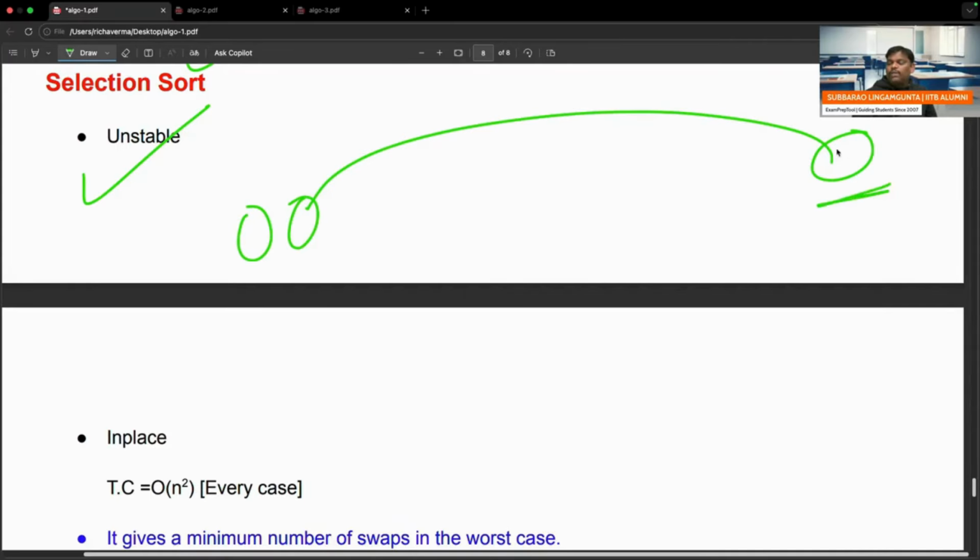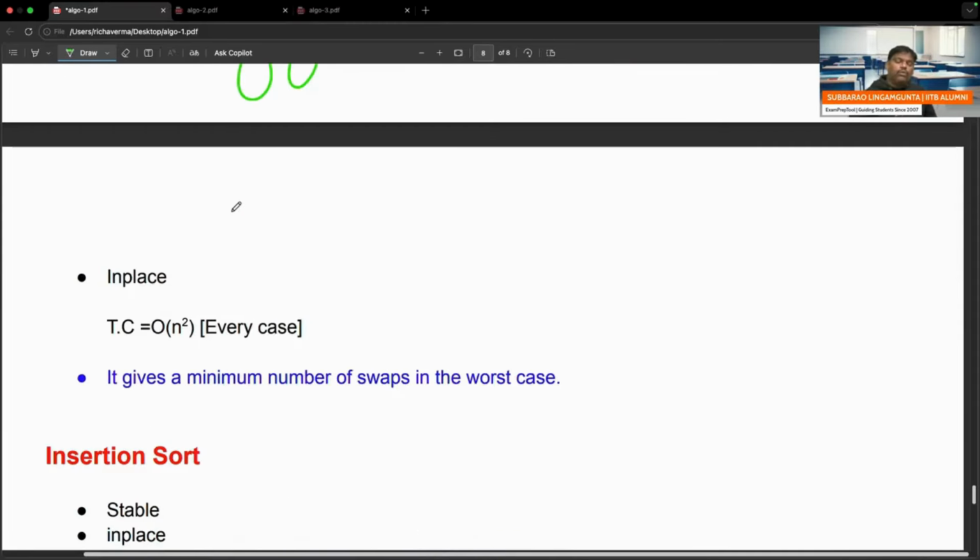Second minimum somewhere here. You are swapping to second place. But the interesting thing is here there may be a similar element. It is here also, and there. It is coming to here. Because of this reason, it is not stable. But within the array you are doing it, so it is in place. So you are swapping there. In the case of selection sort, now you are swapping.